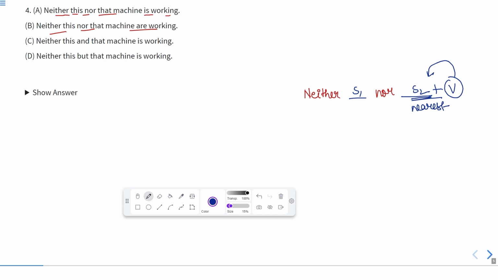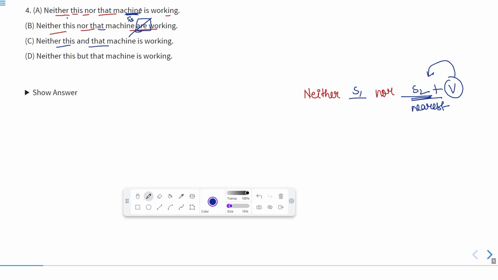Now, in the first sentence we have used neither nor. This and that machine, it means the second subject is singular. And if this is singular, the verb is singular, that is. So according to this, the first one is correct. Now let us move to the next one. In the second sentence, here we have "neither this nor that machine", which is also singular, whereas they have used "are", which is incorrect, because according to the second subject we have to write the singular form of the verb.